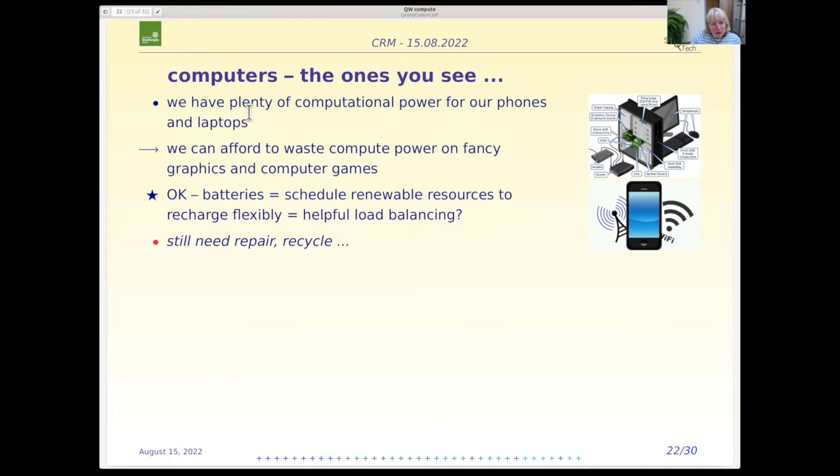We have plenty of computational power, it seems, in our phones and laptops. We can afford to waste our compute power, if you like, on fancy graphics and computer games. We certainly didn't used to have all of that. And our batteries, they're rechargeable. We can schedule the charging to use renewable resources. So maybe they can even help to balance the load on electricity grids. Still need to think of repair and recycle for the resources they're using.